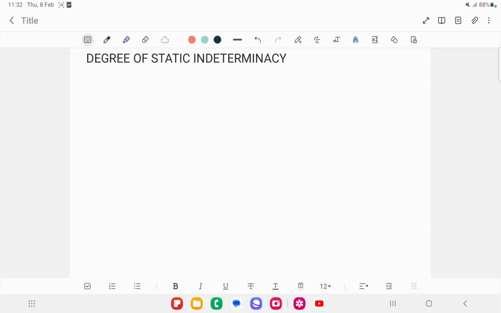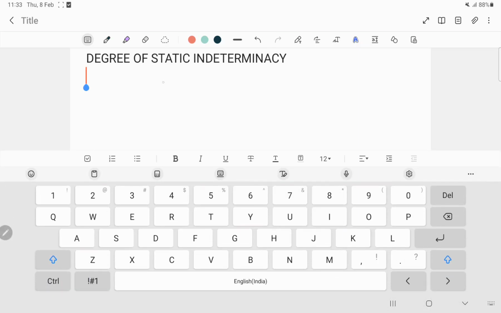In today's video, I will be covering a topic, degree of static indeterminacy, and this is the continuation of my last uploaded video. So here today I will be discussing the degree of static indeterminacy in case of the beam.